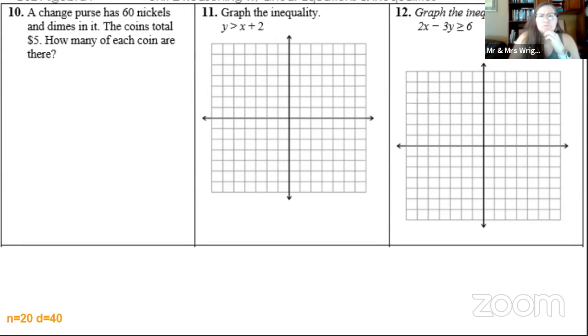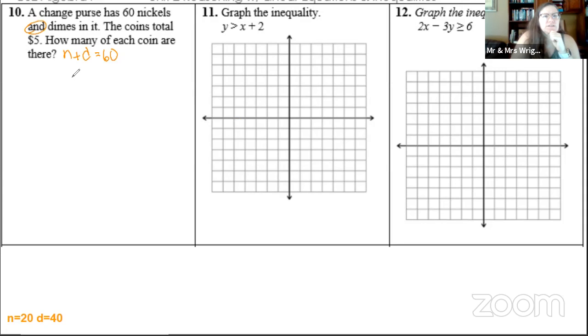We are asked to, this word problem, a change purse has 60 nickels and dimes in it. So we know that there are 60 nickels and dimes together. It reads as if it's just 60 nickels, but it's because of the break here in the line, but it's 60 nickels and dimes. So nickels and dimes, there's 60 of them, right? And is a key word that tells us to add. Nickels and dimes are 60. There's 60 of them, okay?